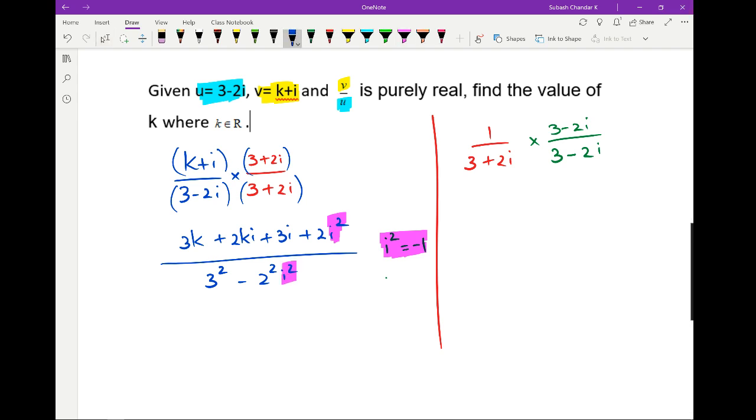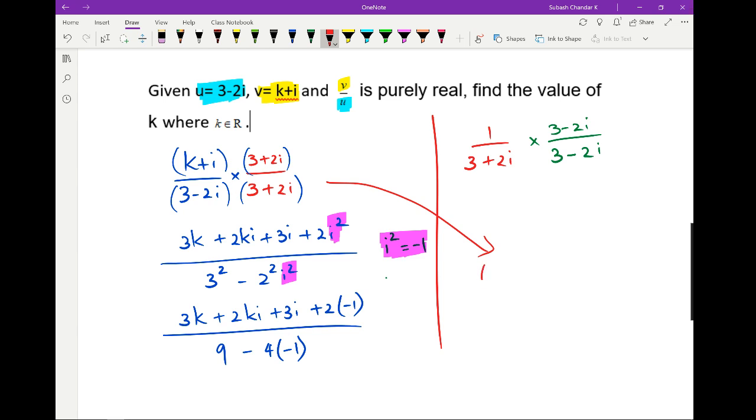So what I end up with is 3k plus 2ki plus 3i plus 2 multiplied by negative 1, divided by 9 minus 4 multiplied by negative 1. Okay, Friction, I've just jumped a step here, because if you have 3 minus 2i times 3 plus 2i, when I do 3 times 3, I'm just going to rewrite that as 3 squared. So it's just a shortcut of actually writing it.